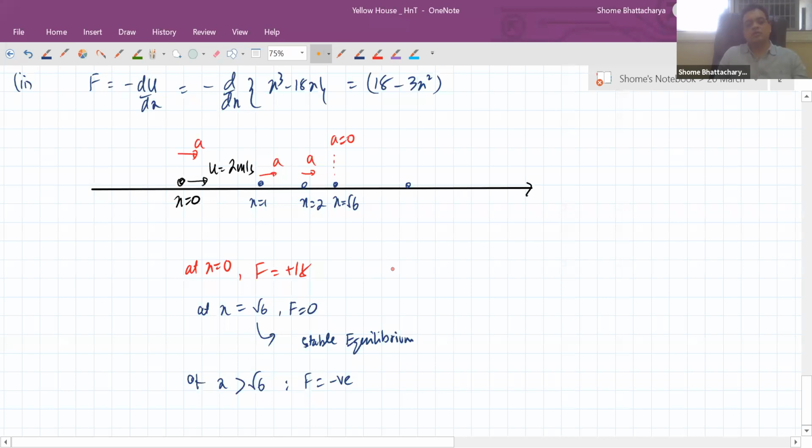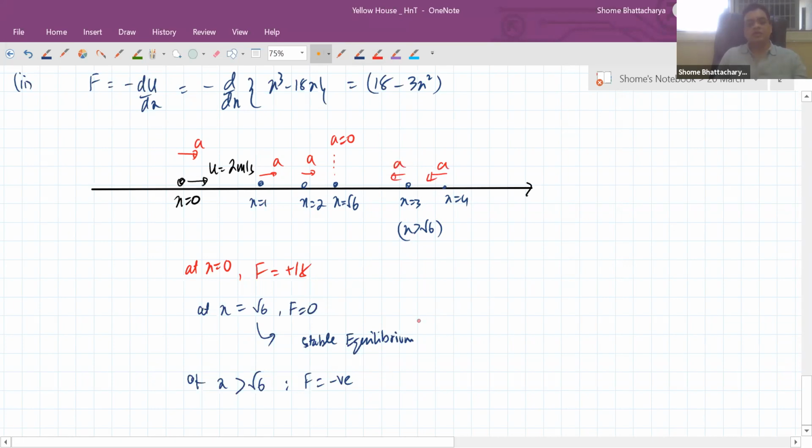But up till this point, the acceleration is positive. But the moment it crosses this point, where x becomes greater than root 6, so x is equal to 3, x is equal to 4, but in general, greater than root 6, at that position, what is happening? The force is negative, so the body starts to decelerate, like we'd seen in the last.